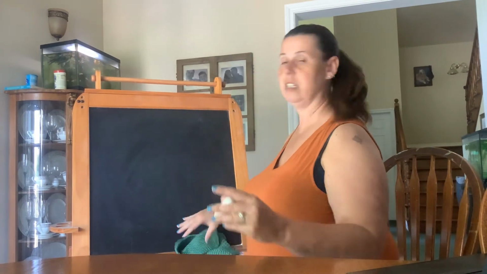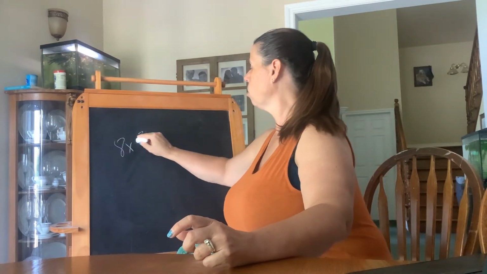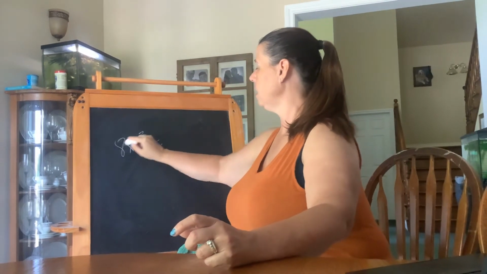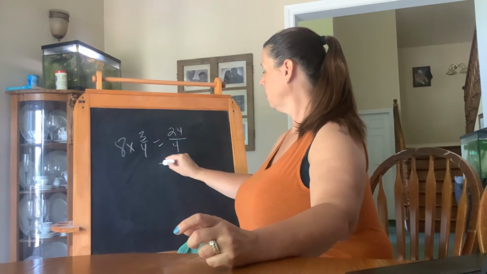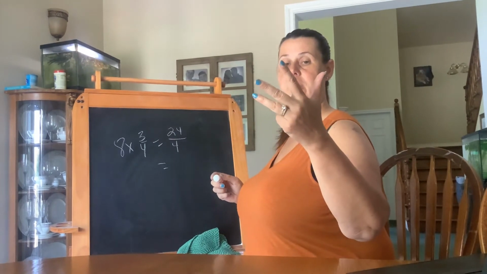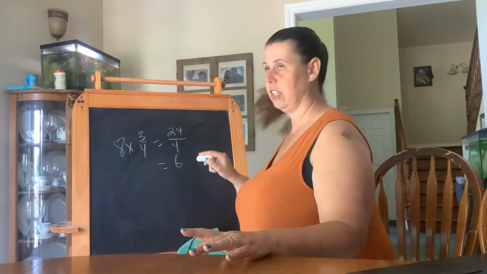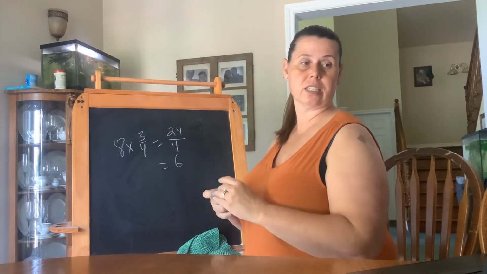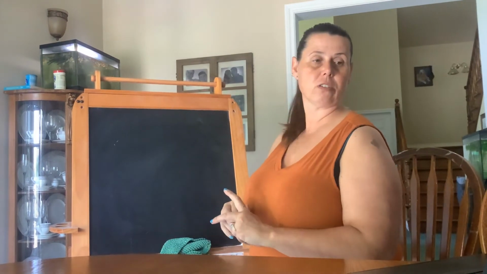Okay, look at the next one. 8 times 3/4. 8 times 3 is 24 over 4. How many times does 4 go into 24? 4, 8, 12, 16, 20, 24. 6 times. And nothing left over. So the answer is just 6. Okay? I'll do one of the last ones for you because they're always harder.